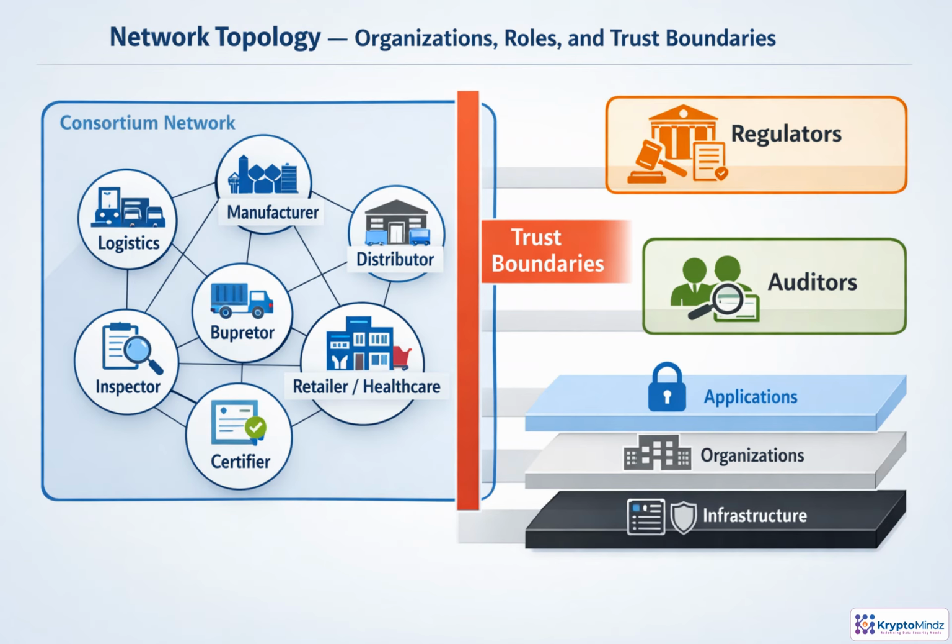Topology design begins with the consortium, who participates, and what each organization is allowed to do. In Fabric, each participant should be modeled as a separate member, with its own MSP, certificates, peers, and administration. Manufacturers or distributors may endorse high-volume transactions. Regulators and auditors may need strong visibility, but limited write authority. The key is to separate trust boundaries. Consortium rules, organization control, application permissions, and infrastructure operations should not be treated as the same thing.